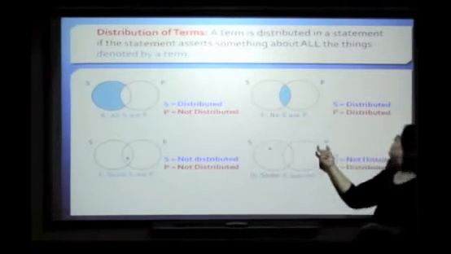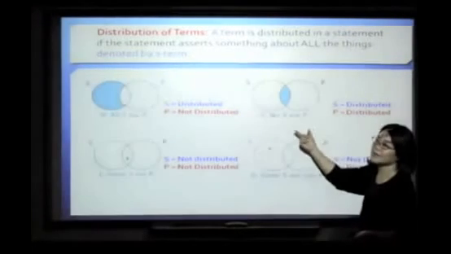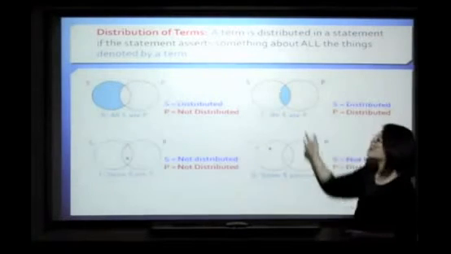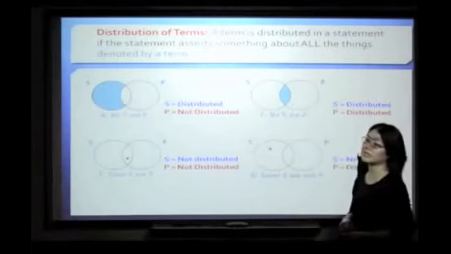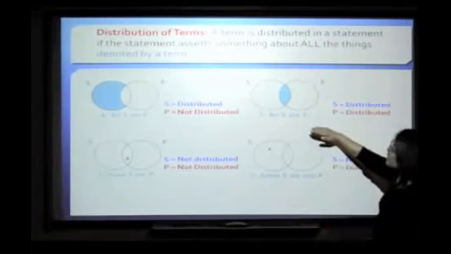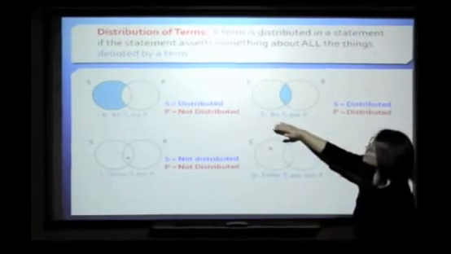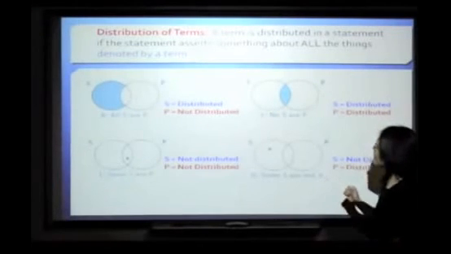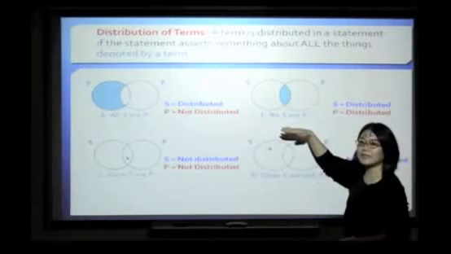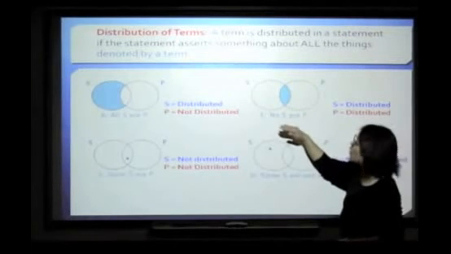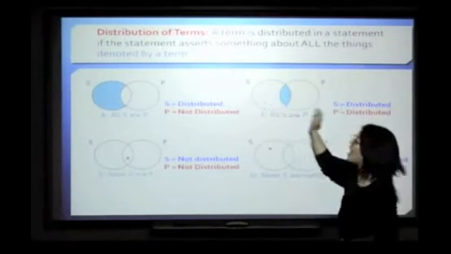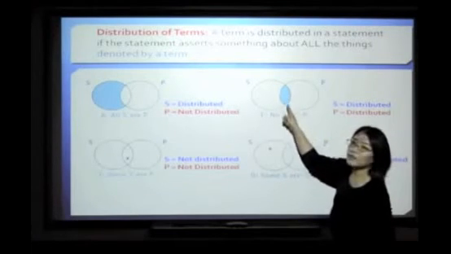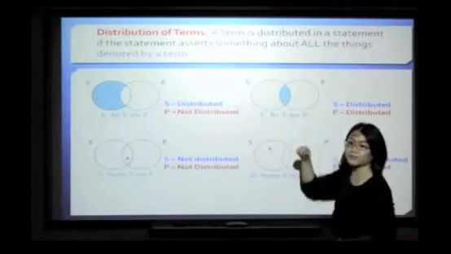We can contrast this with the E-type statement here. The E-type statement asserts no S are P, and this is our Venn diagram for the E-type statement. Now, for the E-type statement, both the subject and predicate term are distributed. It's distributed because this statement is saying something about all the things that are both S's and P's. What it's saying is that neither of them belong in the other category.